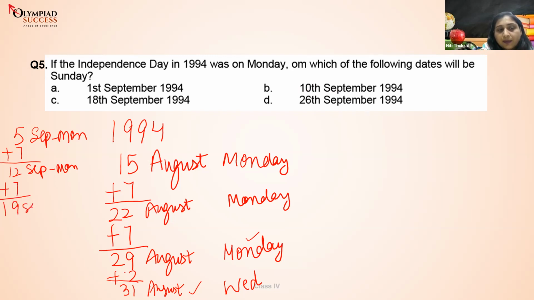Now 19th September is a Monday. So here 18 is an answer. So 18 September must be Sunday because 19 is Monday. So 18 is Sunday. Very good. So 18 September 1994 will be Sunday.